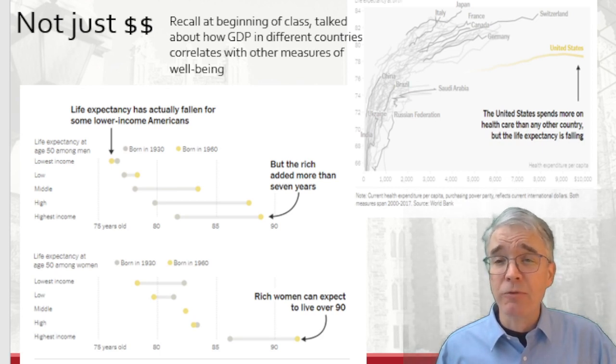Most of those lines move together up and to the right. But the line for the US really stands out. We spend a hell of a lot more on healthcare. We don't really get as much from it. Other countries have done a much better job spending money to improve people's lives.